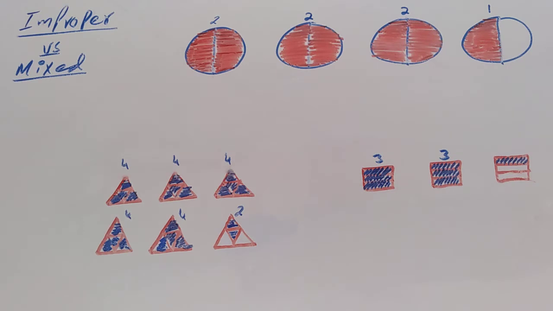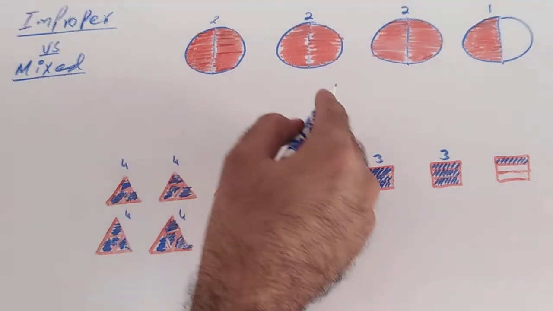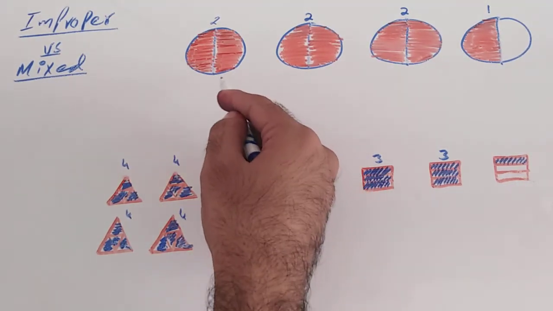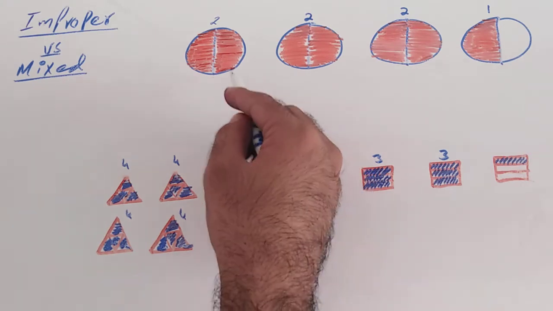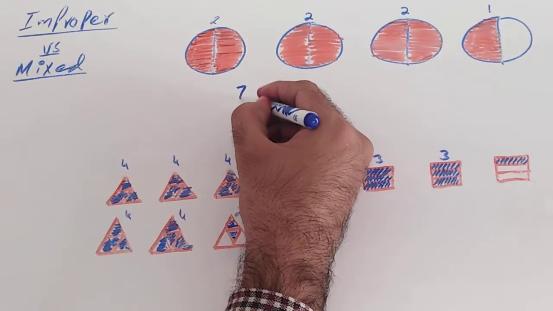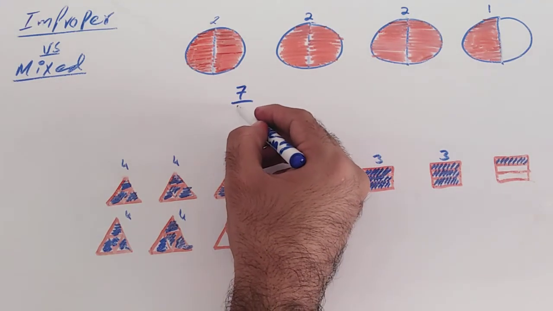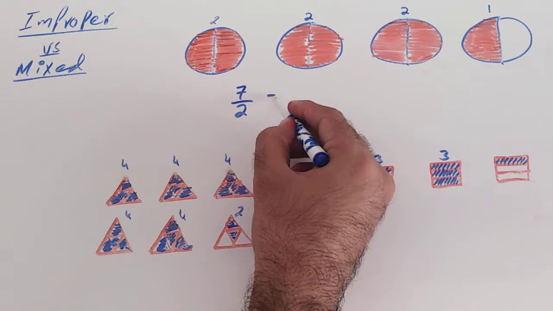Okay, so I've just erased the extra things. This time just do the reverse. Start from the improper fraction and convert back to mixed numbers. In this one, you can see what the improper fraction is, or how many total parts are shaded. 2, 4, 6, and 7 parts are shaded. And how many parts are there in a whole? In one whole there are 2 parts, so it's 7 over 2.